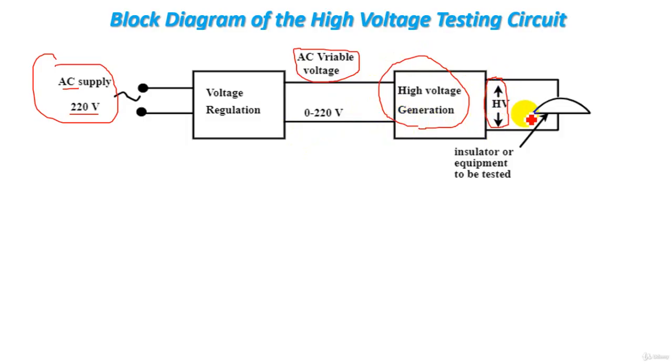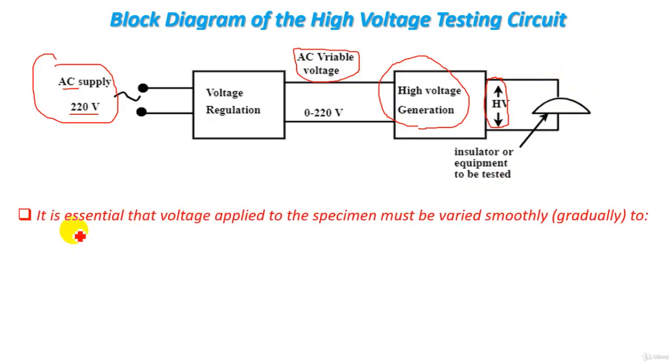And this high voltage is applied to the insulator, or the specimen, or the equipment to be tested, to determine the breakdown voltage and dielectric strength of the insulator, to ensure the proper operation of the insulator in the electric power system. So this is a simple block diagram of the high voltage testing circuit.